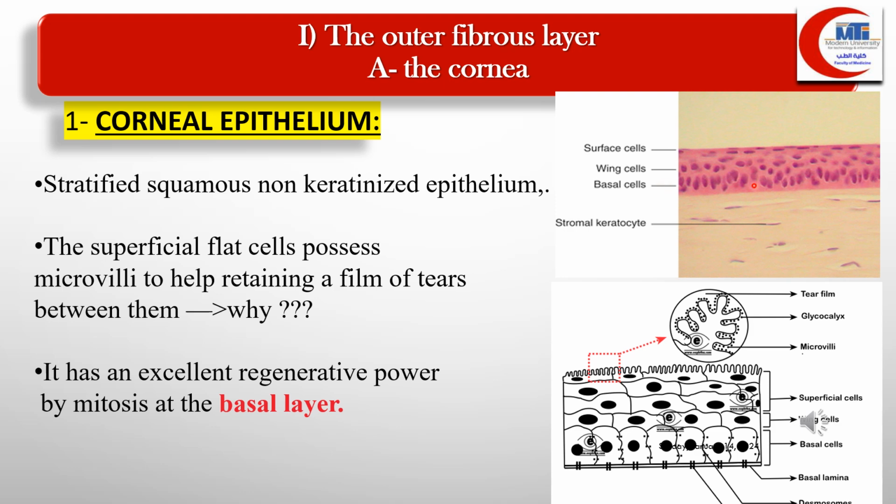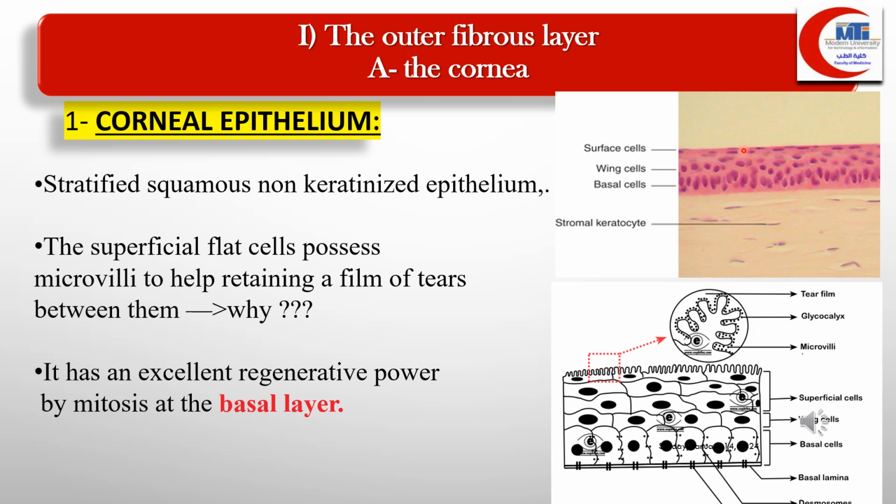The cells are connected with each other by many interdigitating processes. The epithelium is highly sensitive as it is highly innervated with free nerve endings. The superficial flat cells possess many microvilli to help retain the tear film between them to keep the cornea wet, prevent dryness of the eye, and the medical condition called red eye that may result in corneal ulceration.